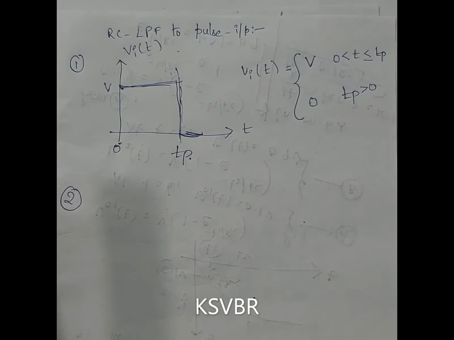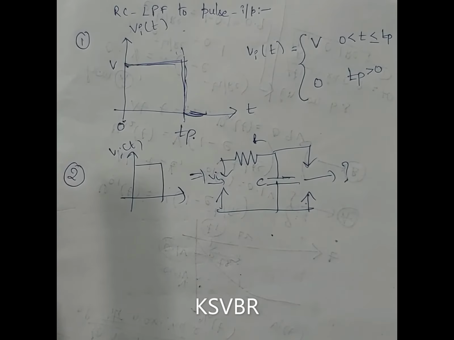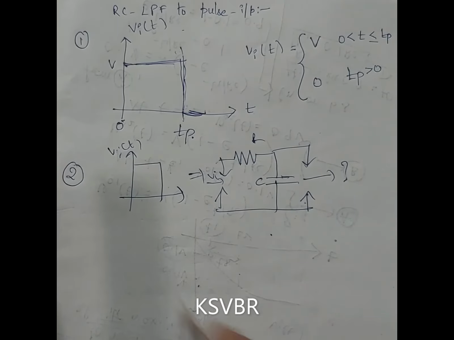What is step 2? Step 2 is nothing but mapping our input signal to our filter. What is our filter? Now we are doing with low pass filter. So nothing but Vi of t, which is given as input to RC. This is Vi, and output we don't know. So just we'll put some question mark here. Okay, this is second step. What is third step? Analysis.